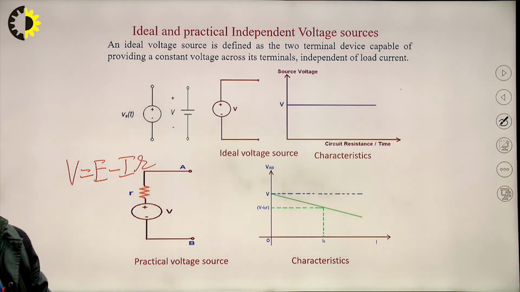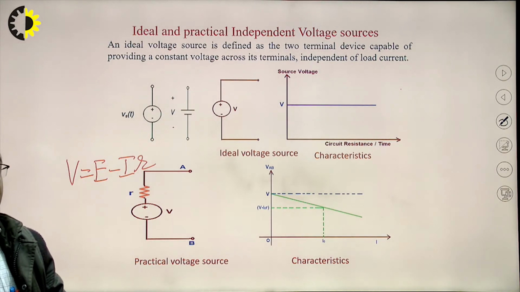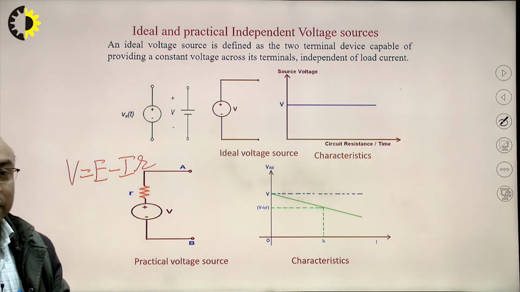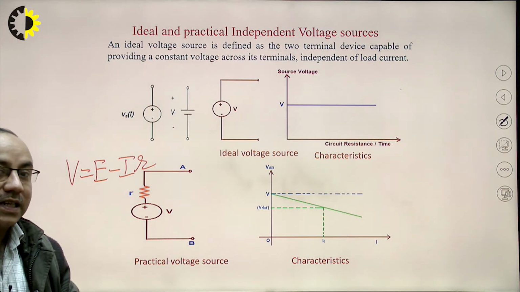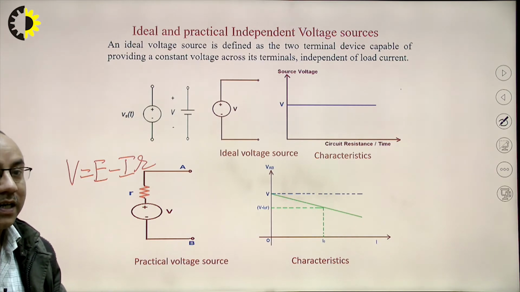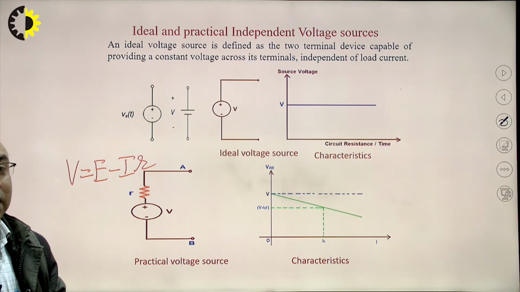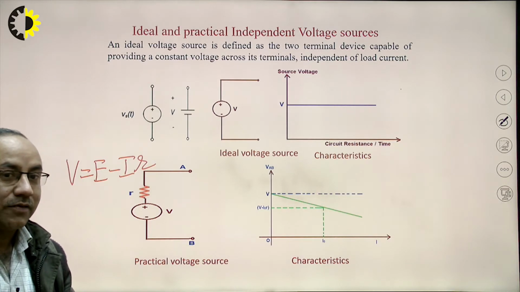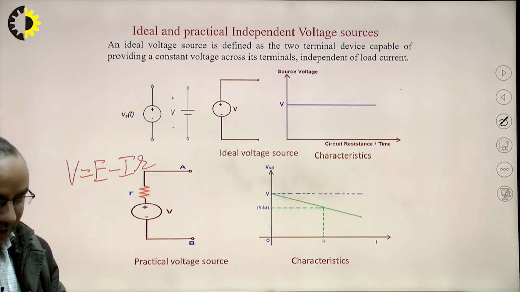With the change in current passing through the source, the internal resistance voltage drop I R will change accordingly, and due to this the terminal voltage V will change. So we see in the characteristic that with the increase in the current passing through the source, by changing the load resistance connected across the terminals of the source, the voltage across the terminals will change. With the increase in current, the terminal voltage is falling.